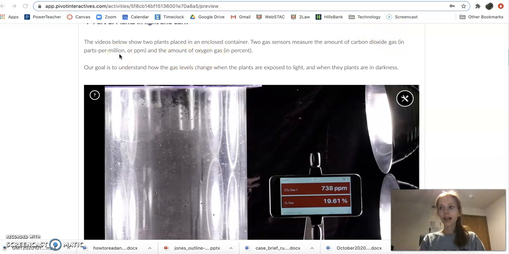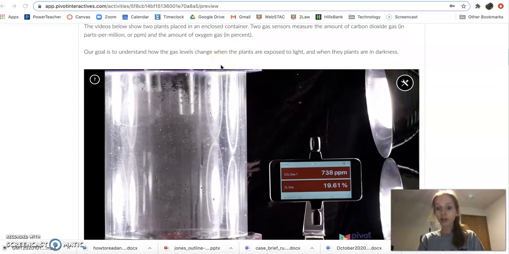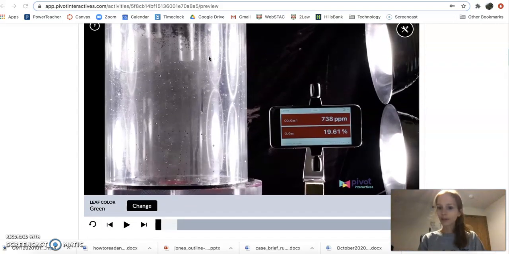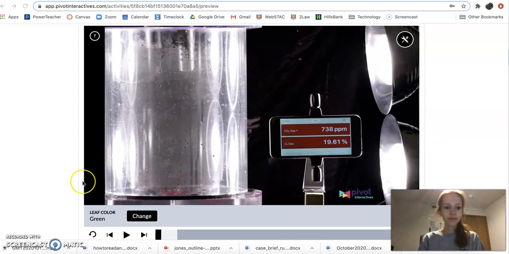So that's literally like, I've got this carbon dioxide molecule. If I've got 1 million molecules of air, how many of those are carbon dioxide? So parts per million. And then the amount of oxygen gas. Now there's a whole lot more oxygen gas in the air, so that's going to be a percent. So that's like parts per 100. That's what a percent is. So our goal is to understand how these gas levels change in different conditions, the conditions being light and darkness. So come with me, let's enjoy this video together.